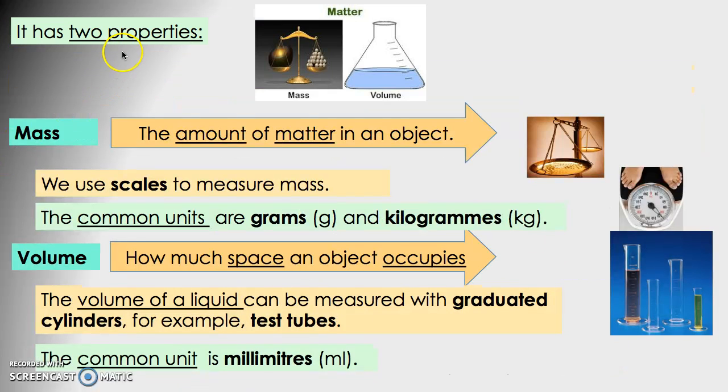All matter has two properties, mass and volume. What's mass? Mass is the amount of matter in an object. We use scales to measure mass. The common units are grams and kilograms. On the other hand, volume is how much space an object occupies. The volume of a liquid can be measured with graduated cylinders, for example, test tubes, like these ones. The common unit in this case is milliliters.